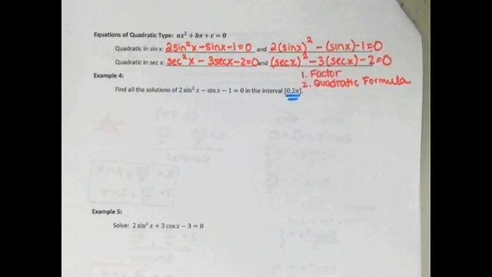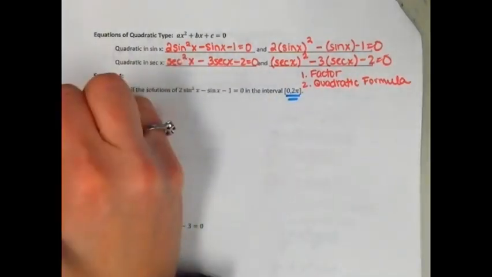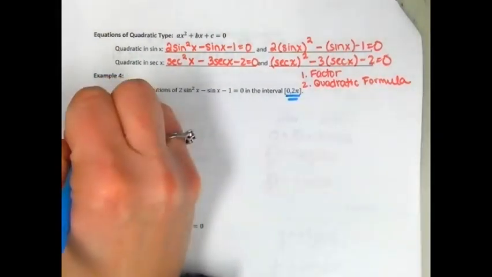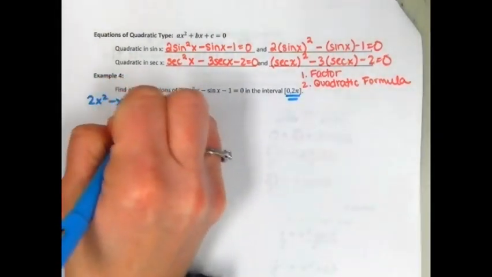If I had 2x squared minus x minus 1, can I factor that? So if I had just 2x squared minus x minus 1 equals 0, can I factor this one?